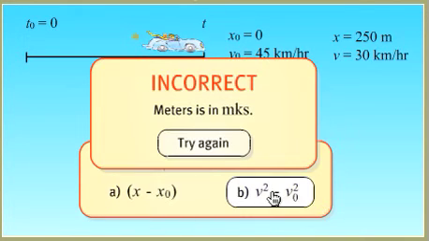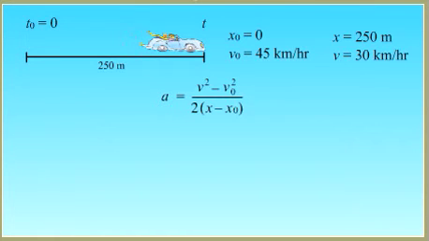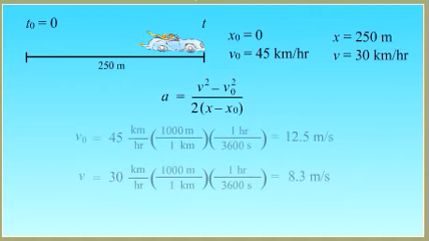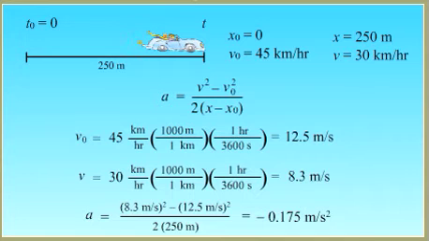Try again. Correct. The velocity should be in meters per second, but are in kilometers per hour. Use the conversion of 1,000 meters equals 1 kilometer, and 1 hour equals 3,600 seconds for both the velocity and initial velocity. Then, put these in the equation for acceleration.